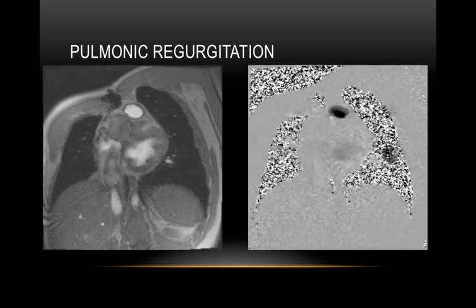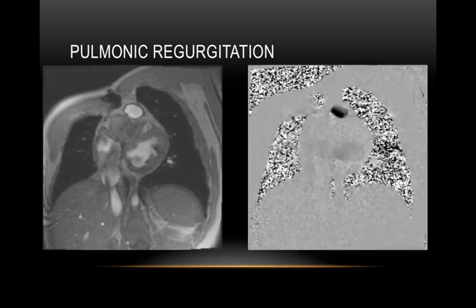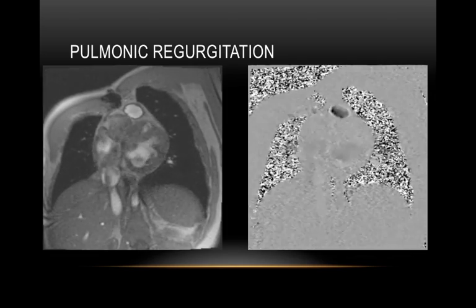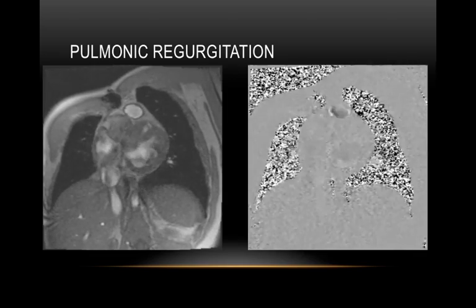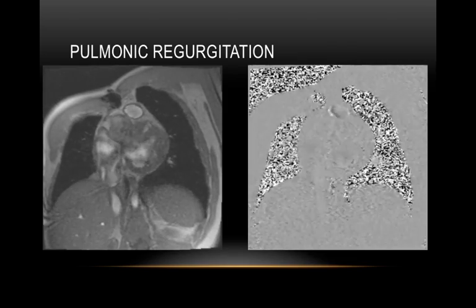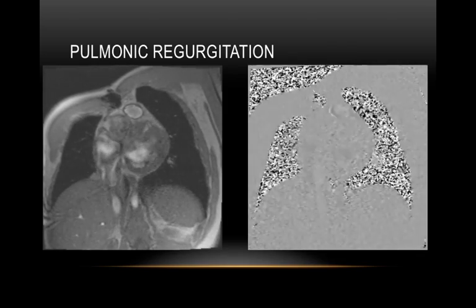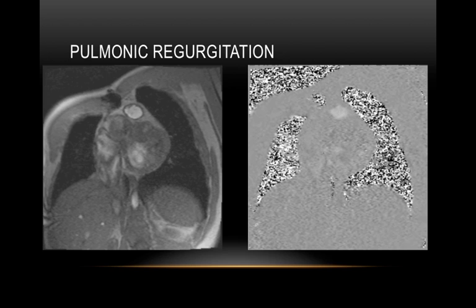Here we have the pulmonary artery that we're showing in cross-section. We have the magnitude and phase images. And what you can see on the phase image on the right is that we have white followed by black. Now remember, we don't have white in the middle of black or black in the middle of white, so this is not aliasing. This is basically to and fro flow across the valve.